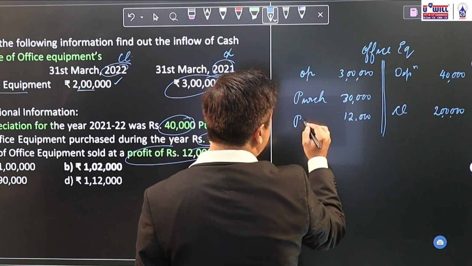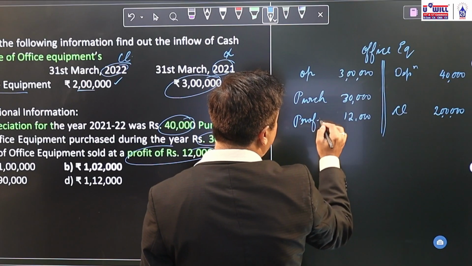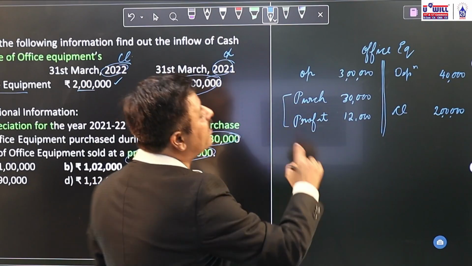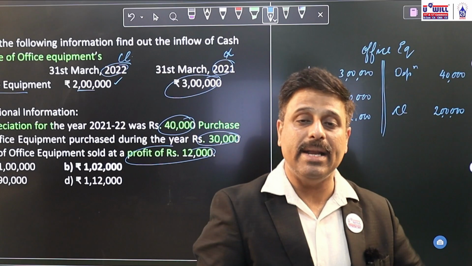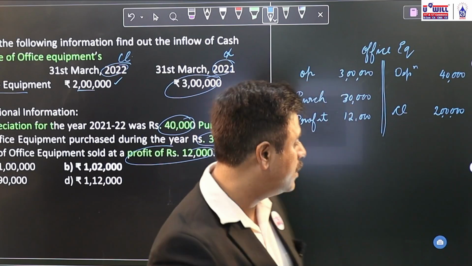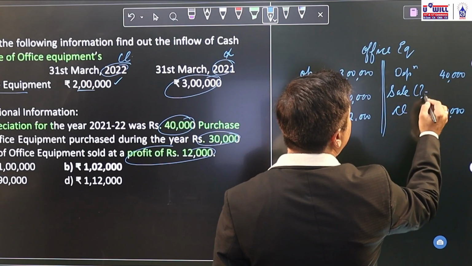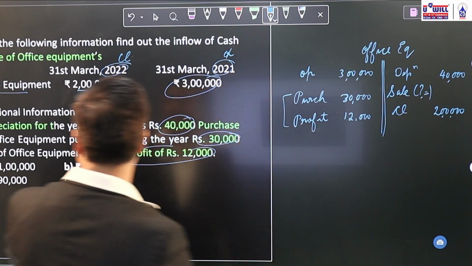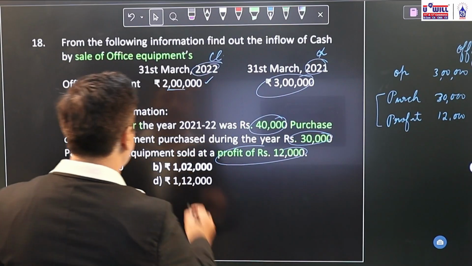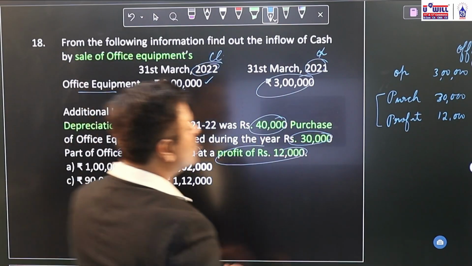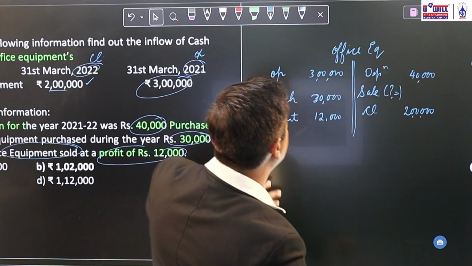You have to remember the shortcut here. PP, purchase and profit come on the debit side. Everything else comes on the credit side. Depreciation, sale, loss comes on the credit side. Even sale comes on the credit side. From the balancing figure, we'll get the sale of equipments, which is asked actually in the question. So let's find this balancing figure, sale of equipments.